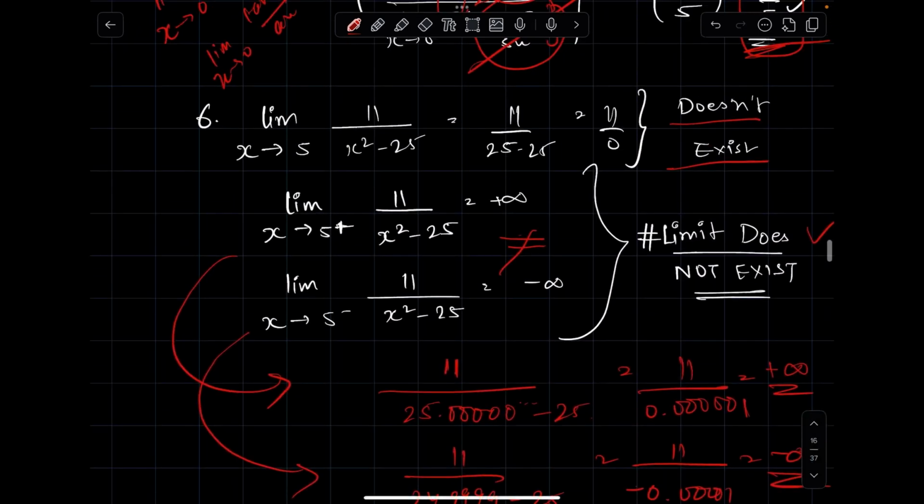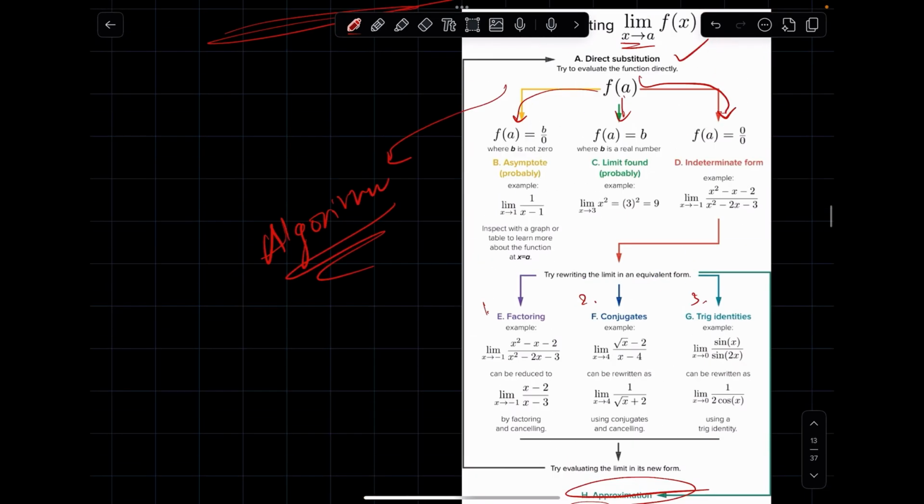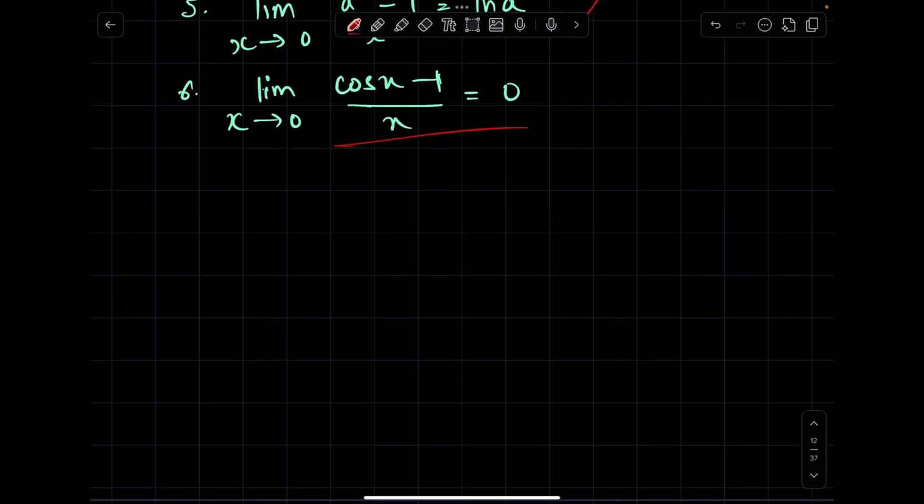So that's all for limits and continuity. I am going to be adding the conjugate part. I'm going to record it right now. So yeah, see you in that video.